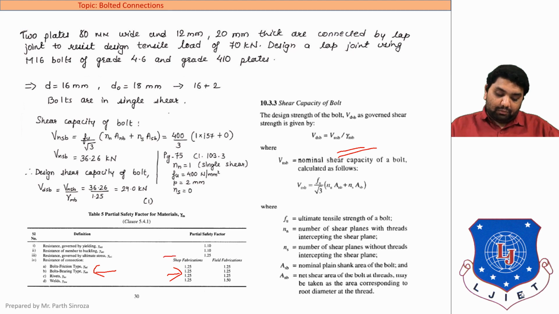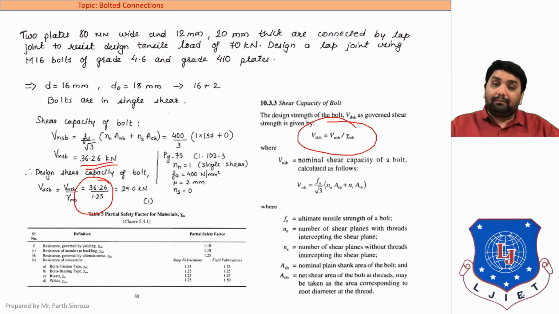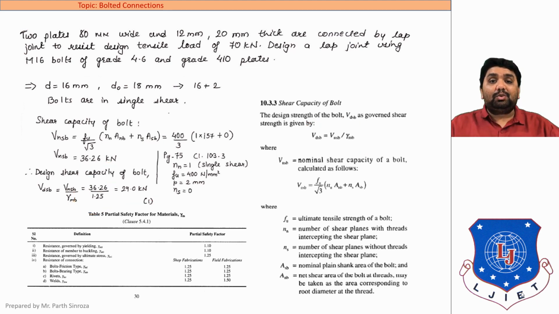What is shop fabrication, what is field fabrication, you don't need to understand it now. We will look at it in the next chapter. Just refer to the value pertaining to it. The factor of safety gamma MB is 1.25. Clear? So here our value will be 36.25 divided by 1.25. That comes out to be 29 kilonewton. So our first step is completed, that is, to calculate the shear capacity of bolt, which comes out to be 29 kilonewton.